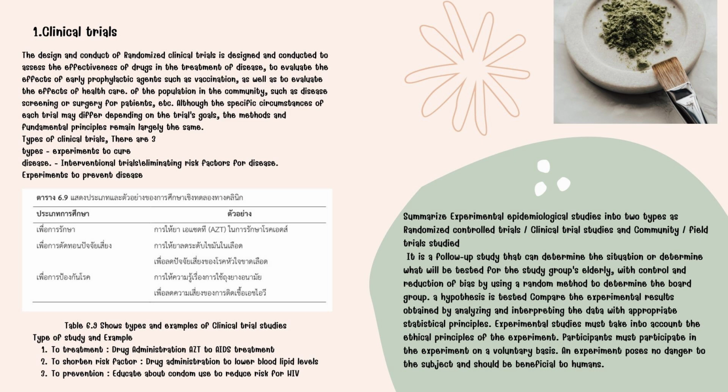Although the specific circumstances of each trial may differ depending on the trial goal, the method and fundamental principles remain largely the same. Types of clinical trial: there are 3 types. Type 1 is experimental to cure. 2. Disease interventional trial. 3. Experimental to prevent disease. Table number 6.9 shows the types and examples of clinical trial studies.